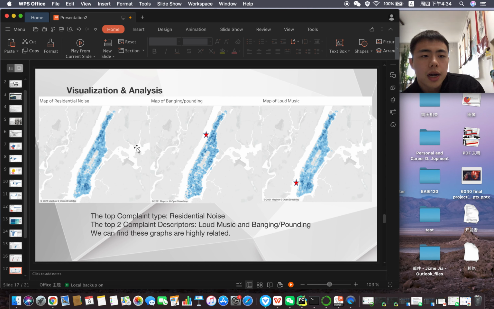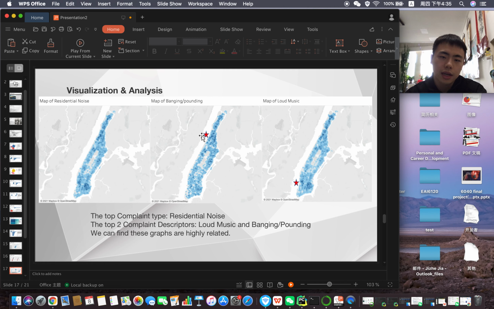Here are three maps: map of residential noise, map of banging and pounding, and map of loud music. The reason I chose these three maps is that I want to combine the top complaint type, residential noise, and the top two complaint descriptors, loud music and banging or pounding. We can find these graphs are highly related.